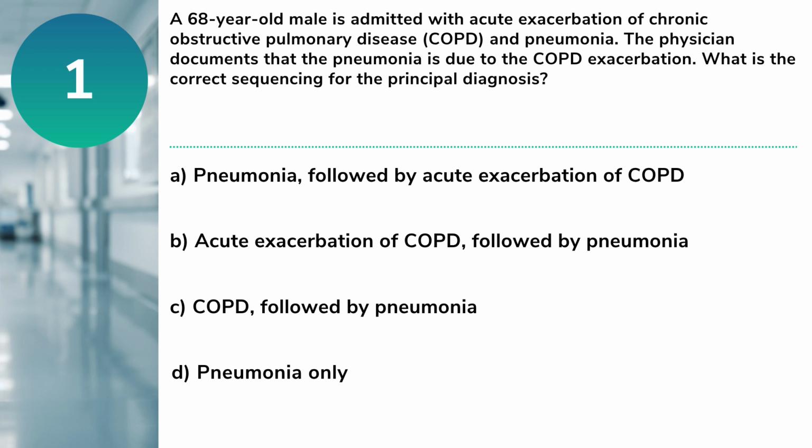Question 1. A 68-year-old male is admitted with acute exacerbation of chronic obstructive pulmonary disease, COPD, and pneumonia. The physician documents that the pneumonia is due to the COPD exacerbation. What is the correct sequencing for the principal diagnosis?